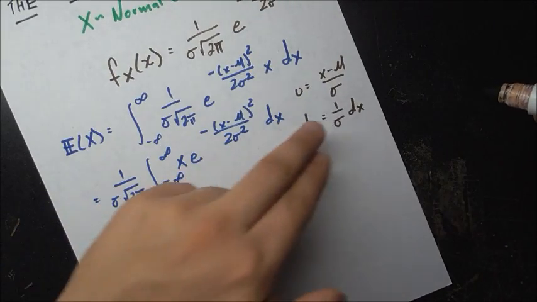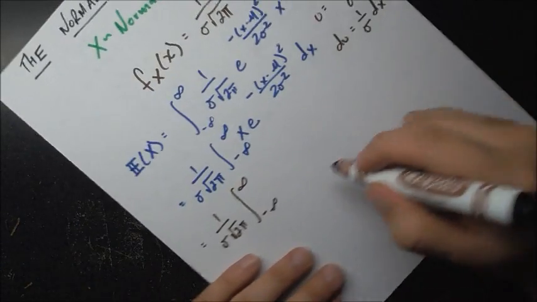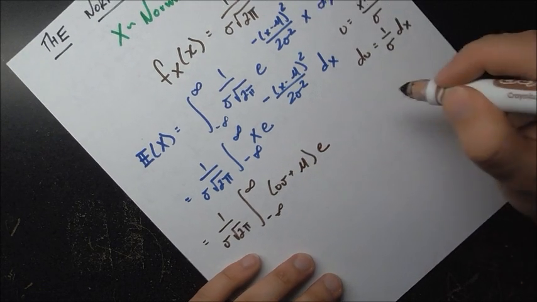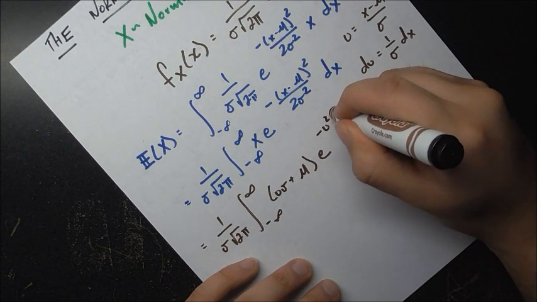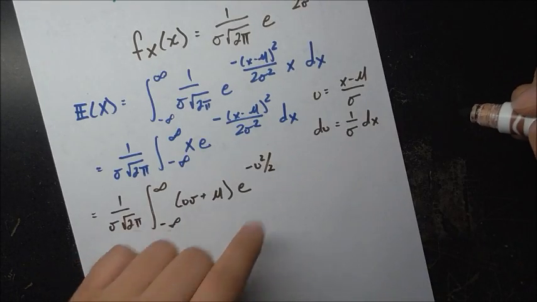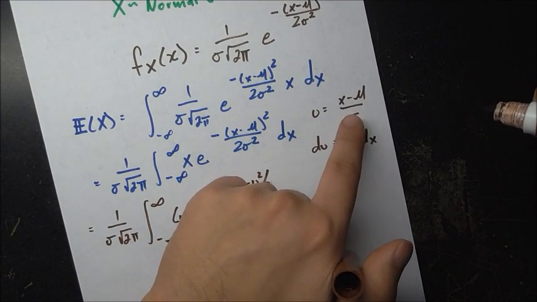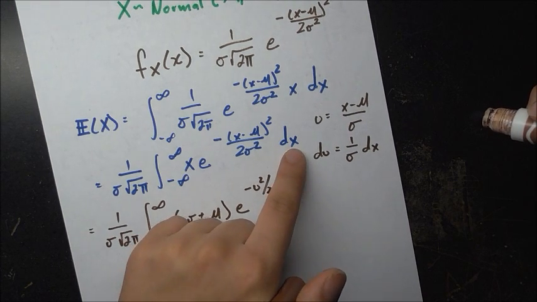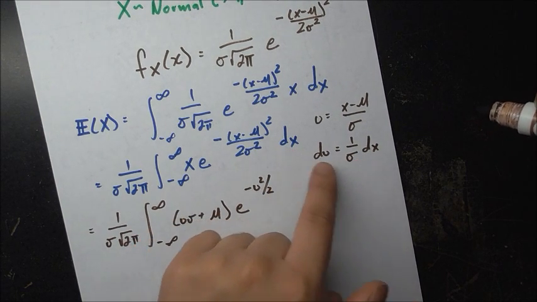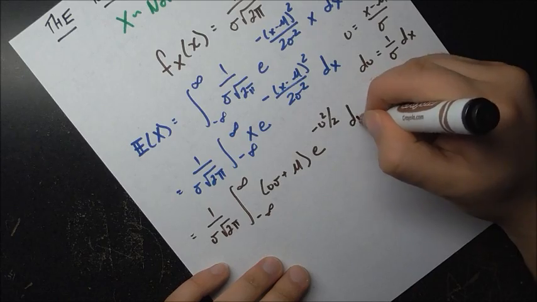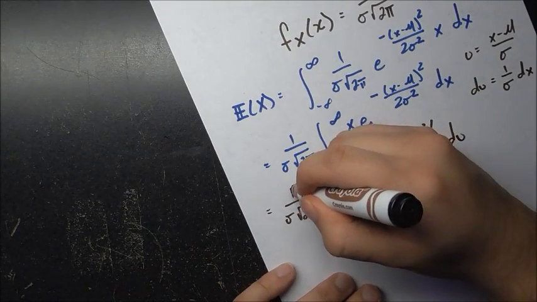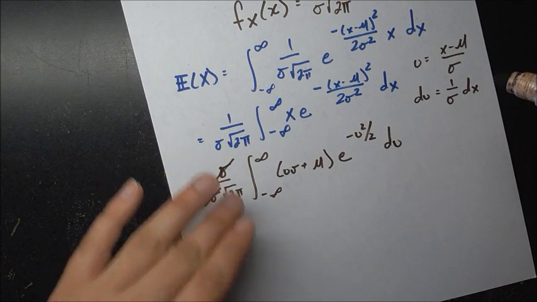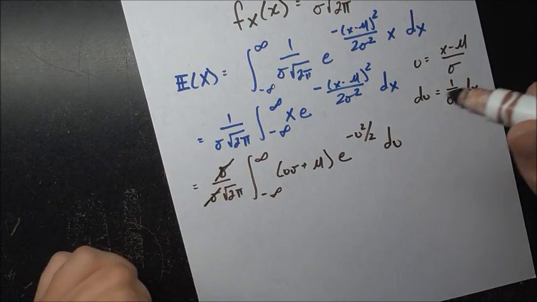This x becomes what? It becomes u sigma plus mu. And then I get e to the negative u squared over 2. That makes sense because if you square this, it becomes this, except you still have to divide by 2. And this dx changes to a sigma du. So it changes to a du, and I'll put the sigma outside since it's constant, and it nicely cancels with the bottom sigma right there. So we have 1 over radical 2 pi as the constant that's outside.